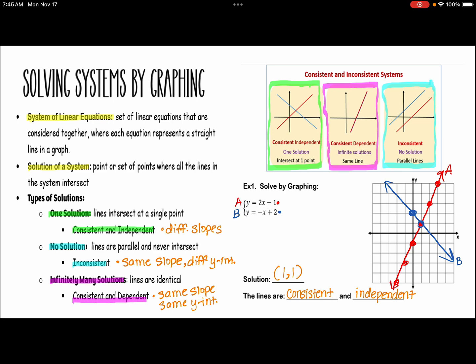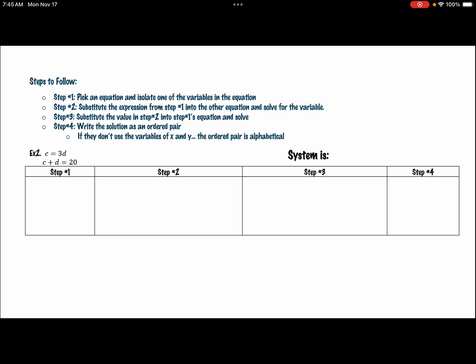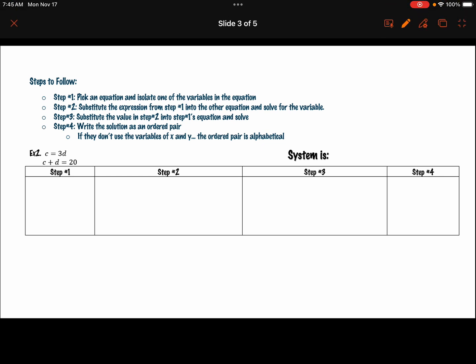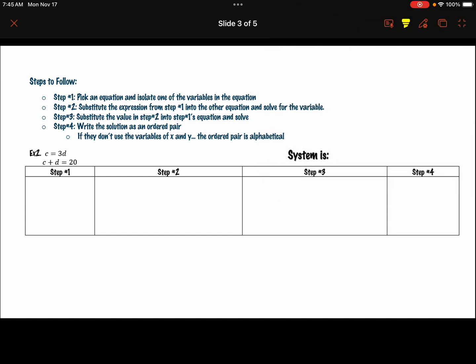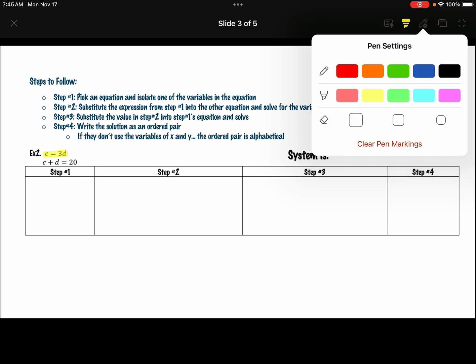So there has to be other ways to find the solution to a system. And one of those is the substitution method, which you also did in Math 8. And the substitution method has 4 steps to it. So step 1 is just to find an equation where one of the variables is already isolated. And if there's not one, then you would have to do it. So step 1 was really, really easy.